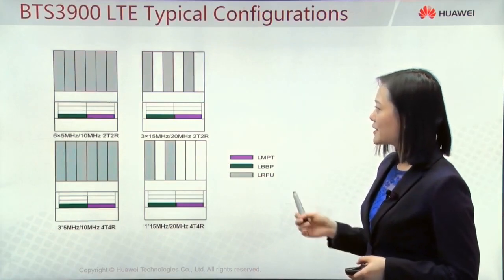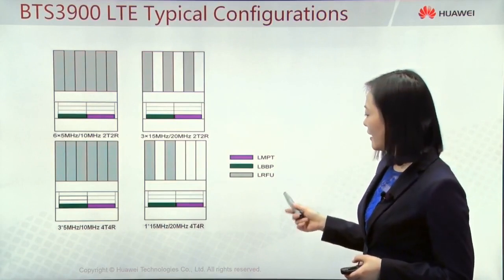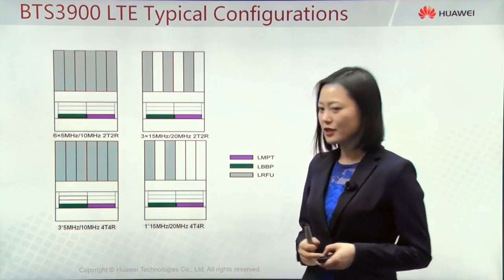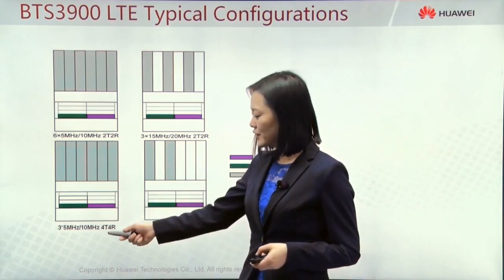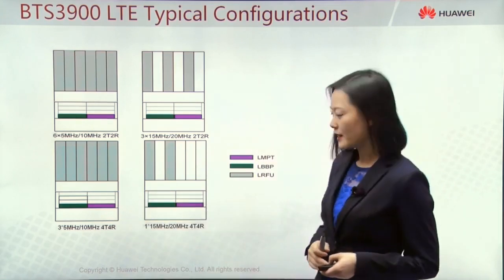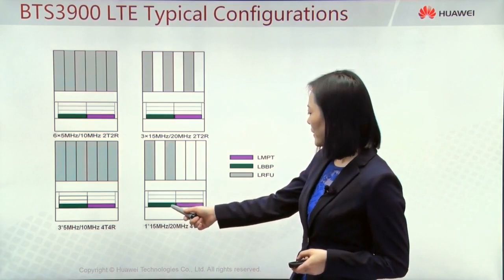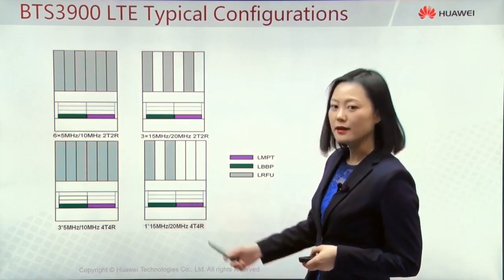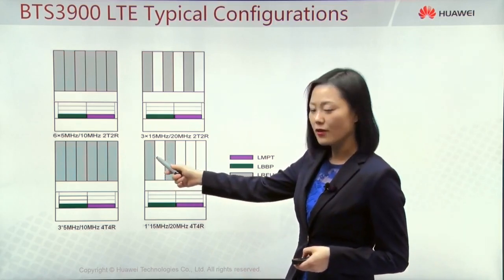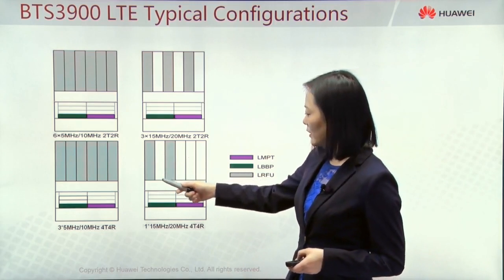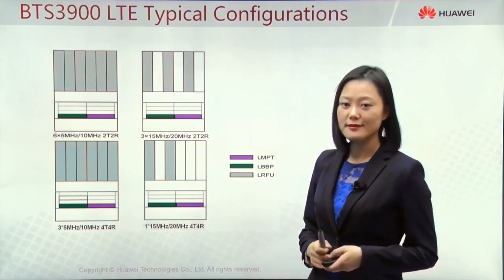Now let's check the BTS 3900, this indoor BTS configuration under these 4 typical site configurations. Here, at the bottom, these 2 sites with 4T4R configuration. So this is with one cell. You can see here, we configure one LMPT and one LBBP as mandatory boards. For the LRFU installed here, on the RFU subrack, we need 2 LRFUs to support one cell 4T4R configuration.